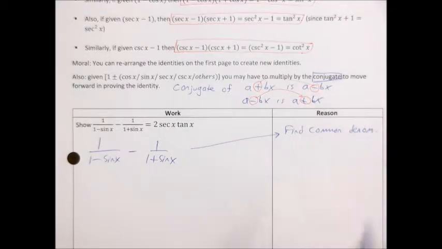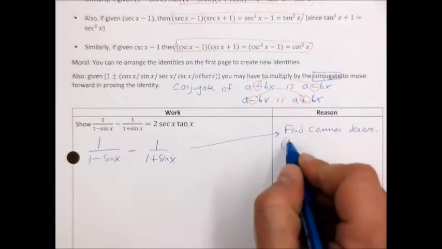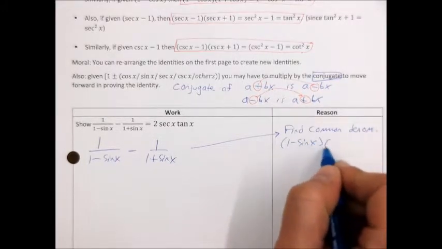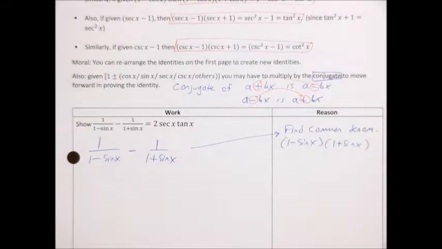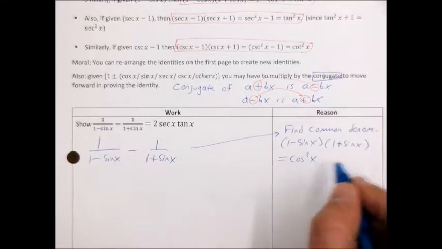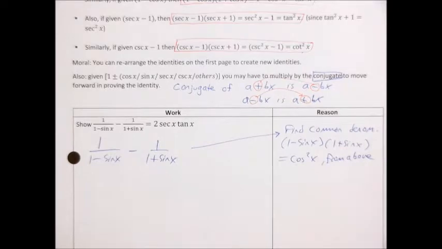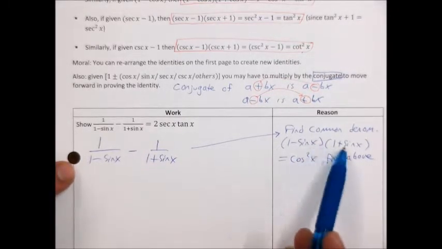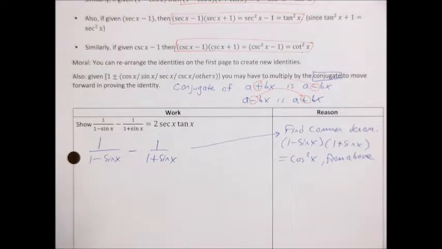The common denominator of these two expressions is just what you get when you multiply them together. And so the common denominator is 1 minus sine times 1 plus sine. And we know from above this equals cosine squared. It's one of the hidden identities. So when we find the common denominator, we'll multiply these two things together and we'll end up getting cosine squared. So it gives us sort of a head start in how to simplify that thing.